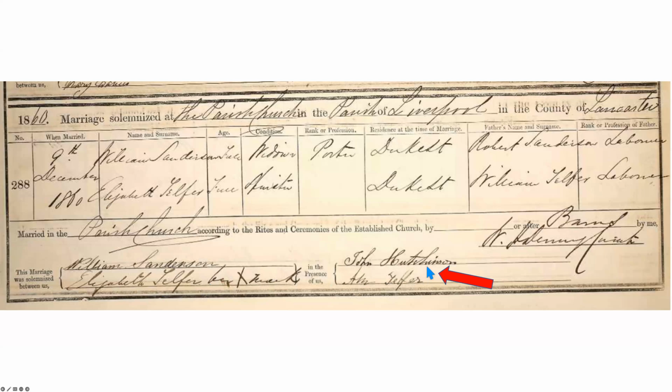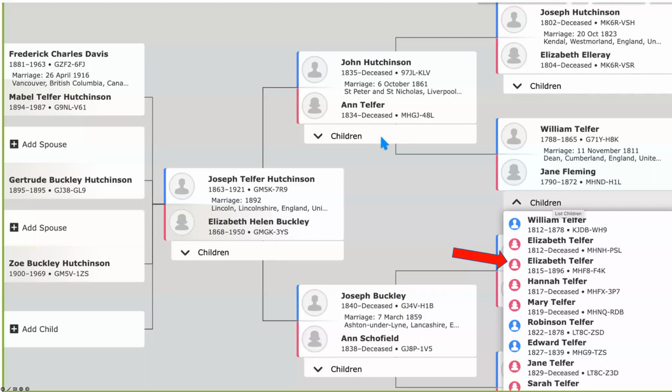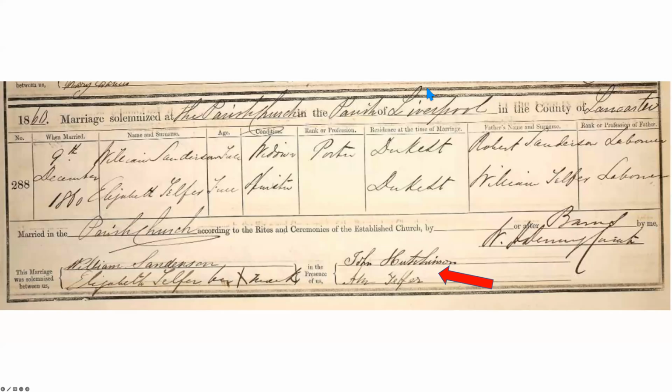Now look at the witnesses. We have John Hutchinson and an Anne Telfer. So if we go back here, we see here's John Hutchinson, Anne Telfer. Anne, you can't see it, it's off the bottom of this page, but Anne is her youngest sister, born in 1834. So Elizabeth is born in 1815, so almost 20 years older. Anne is Elizabeth's younger sister, and her soon-to-be husband, John Hutchinson, because these two married in 1861, and the marriage we're looking at is in 1860. So here they are, together, signing as witnesses, soon to be a married couple themselves.